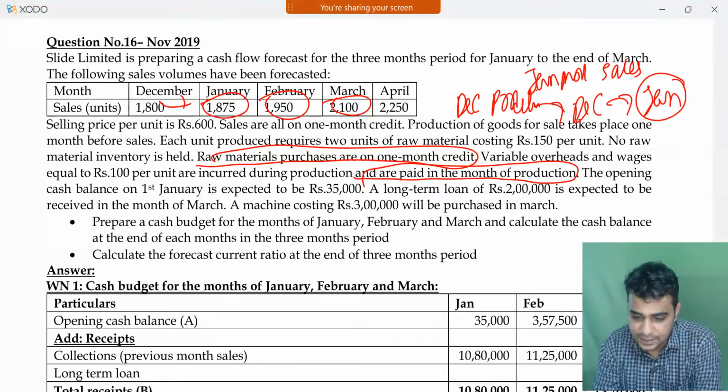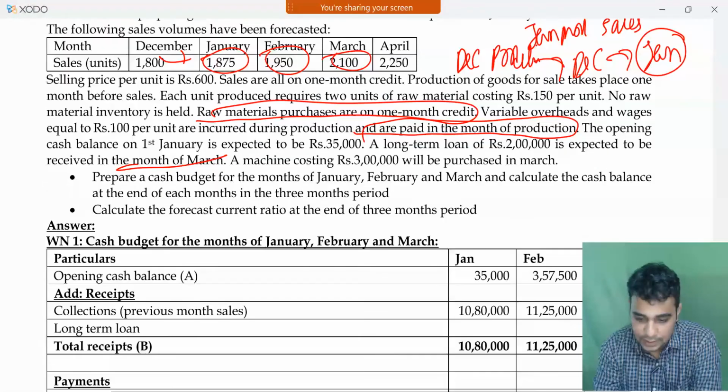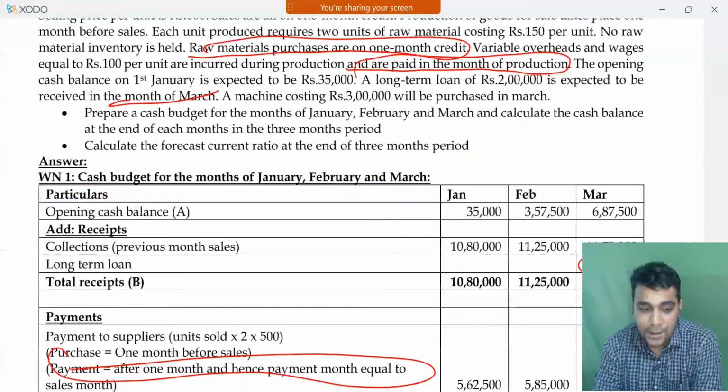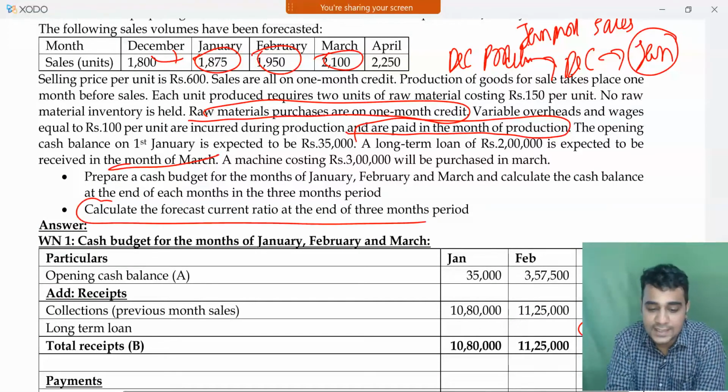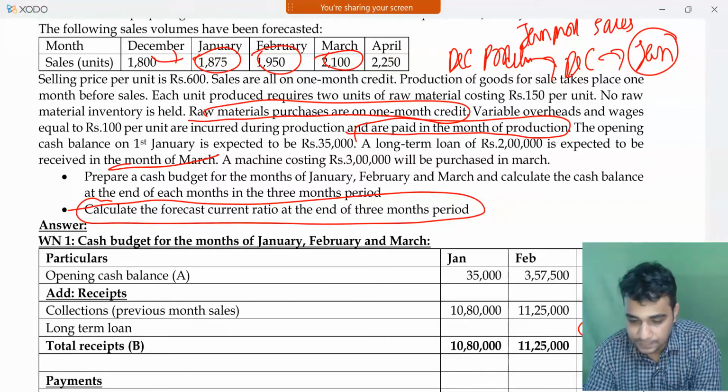Opening cash balance is 35,000. 2 lakh is expected to be received in the month of March. So this is a loan which is being taken and you will purchase a machinery. Apart from this, they are asking forecast current ratio at the end of 3 month period.